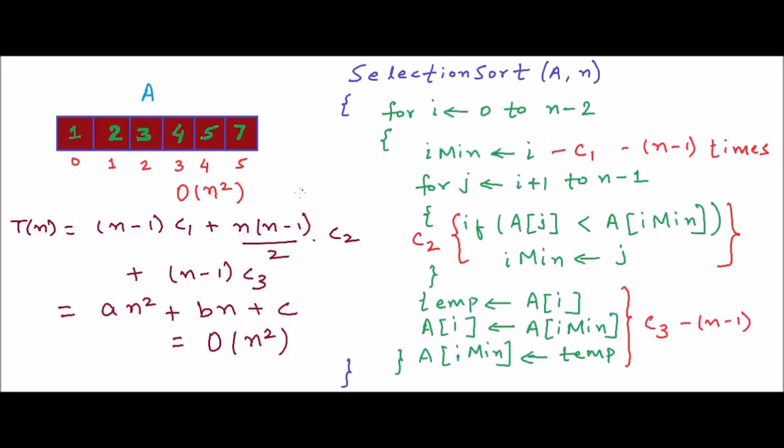Selection sort is a slow sorting algorithm. Big O of n square is not the best running time for a sorting algorithm. So this was selection sort algorithm and its time complexity analysis. We will discuss more sorting algorithms in the coming lessons.